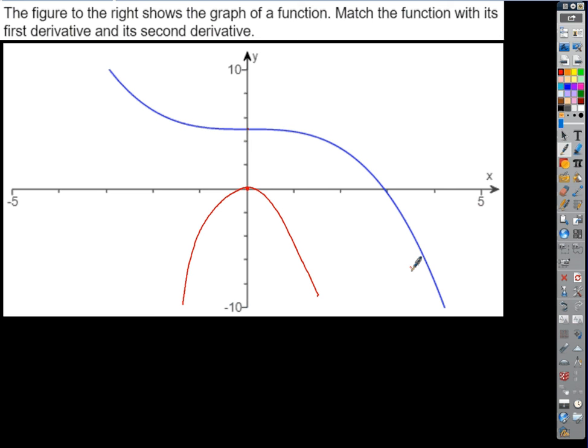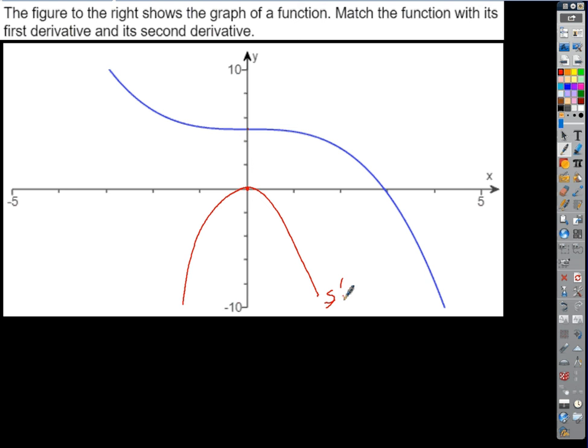Now, there's another reason you might suspect that's the case. What kind of function does that look like? It looks like an x cubed function, doesn't it? It looks like a cubic. It's an odd function because its end behavior is positive to the left and negative to the right. So we know it's an odd function, and then the derivative is going to be an even function, right? A polynomial like that. So there's the first derivative.